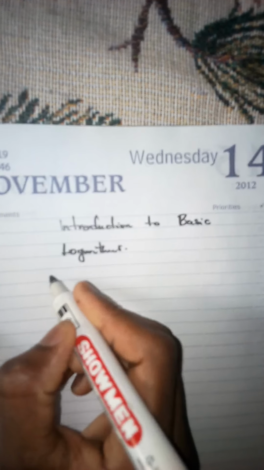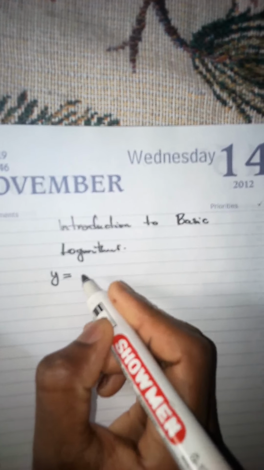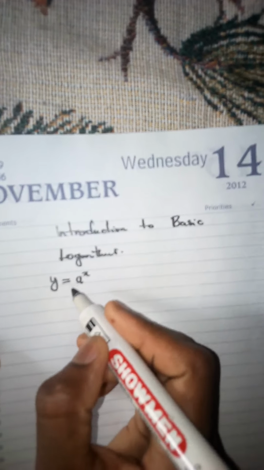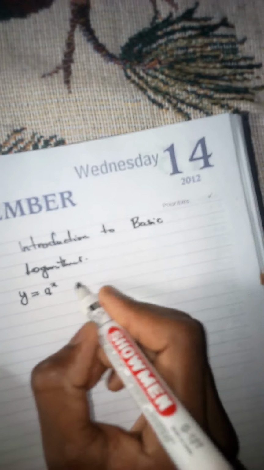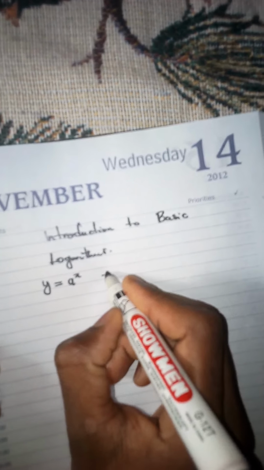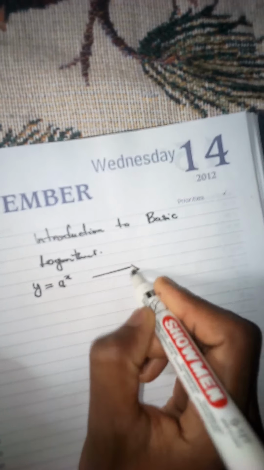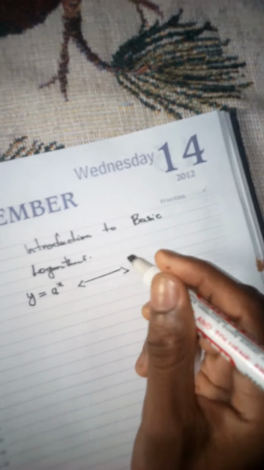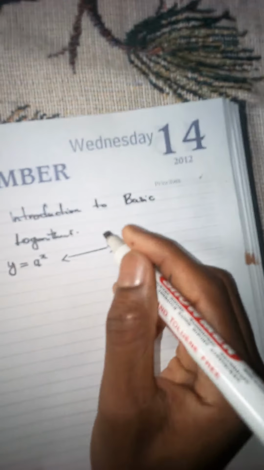We know that when we have an equation which is y is equal to a raised to the power x, this is an exponential equation. An exponential equation is an inverse of a logarithmic equation, or we can say a logarithmic equation is an inverse of an exponential equation.